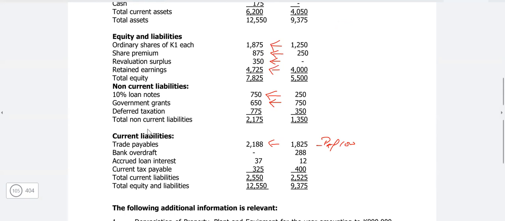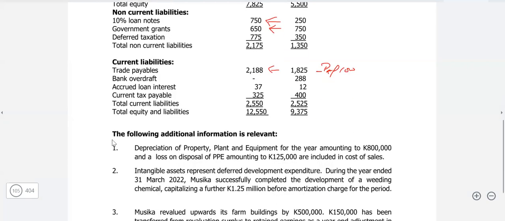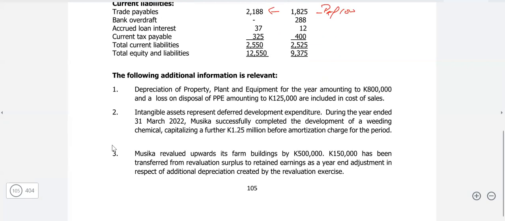So when we are closing the statement of cash flows, we need these closing balances. Then we have the interest payable account, which is used to calculate the interest paid, and current tax payable, which is used to calculate the tax paid. Then we have the total current liabilities and the total equity and liabilities. Depreciation of the property, plant, and equipment, which we need to use in the operating activities, is K800, taking the figure in 000.